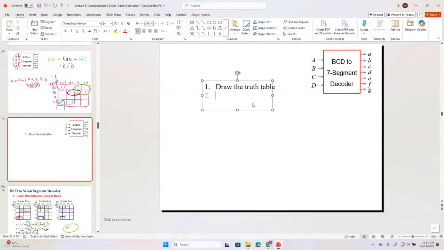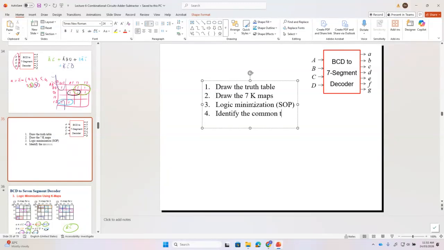Draw the 7 K-maps, because we have 7 outputs. Then we do logic minimization. In this example, did we use the SOP expression or POS expression? We did SOP expression. After logic minimization, identify what? The common terms. And then do the logic sharing. And what is my next step? Draw the complete diagram.